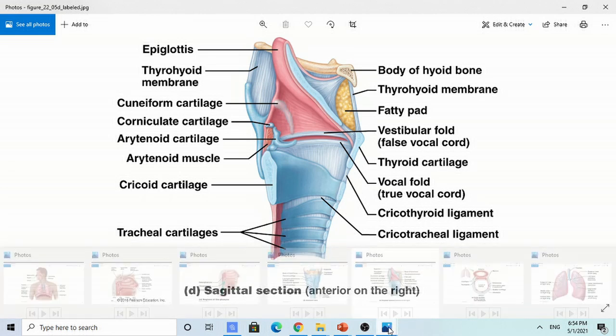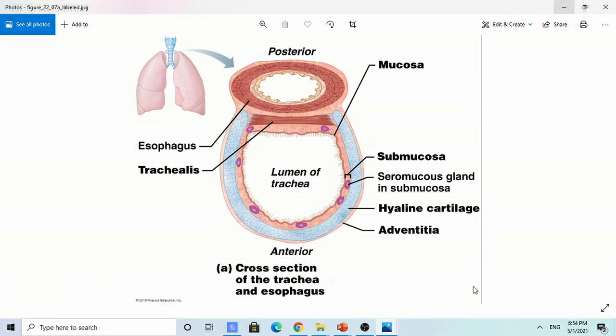Here is a picture which shows how the half circle cartilage in the wall of the trachea and the bronchi are. Look, this posterior part is not composed of cartilage. It is actually composed of muscle known as trachealis muscle. By the way, this allows the lumen of the airway to be contractible. It can decrease in size and increase in size because of the contraction and relaxation of this muscle.